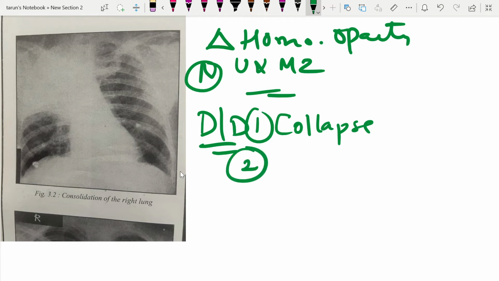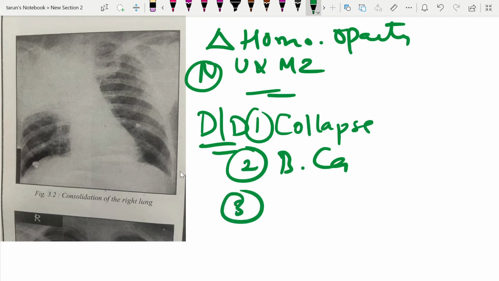Then bronchogenic carcinoma. In bronchogenic carcinoma, there will be pleural reaction and pleural effusion is commonly seen, and the absence of air bronchogram will be there, and there may be presence of rib erosions. So this is another differential of this X-ray.